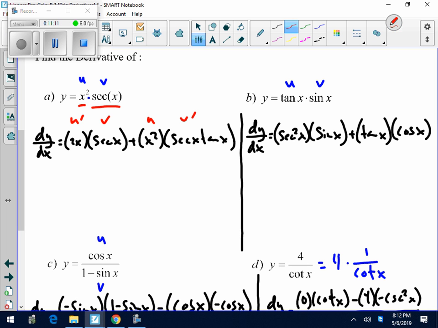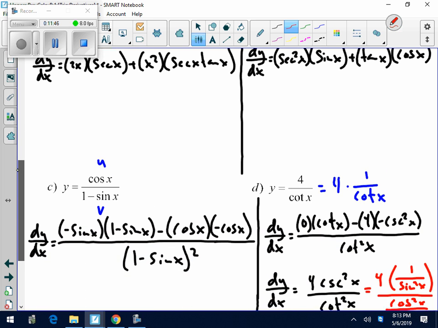Moving on to b, right here we've got another product rule with our u as tan and our v as sine. And right here we would say our derivative is going to be u prime of secant squared x times a v of sine x plus a u of tan x times a v prime of cosine x. Right? And that's good enough for these derivatives. I mean, there's more simplifying we can do with identities and canceling, but we're good enough with our derivatives here for now. And we'll talk a little bit more about simplifying later.